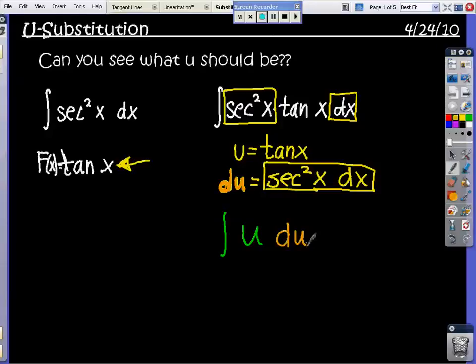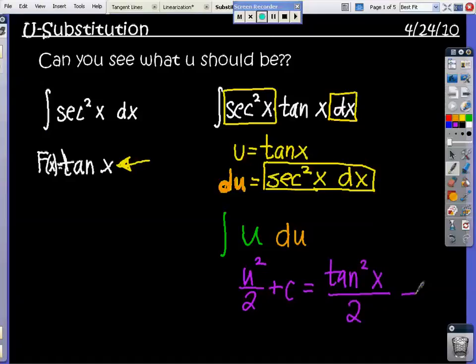So now we're going to integrate. Well, that would mean that we have u squared divided by 2 plus c, and substituting back in u, tangent squared of x over 2 plus c, and that would be our integral. So I have a few more examples of u substitution. If you're still having trouble with this, it's really a method of being able to see whose derivative shows up in the function also.